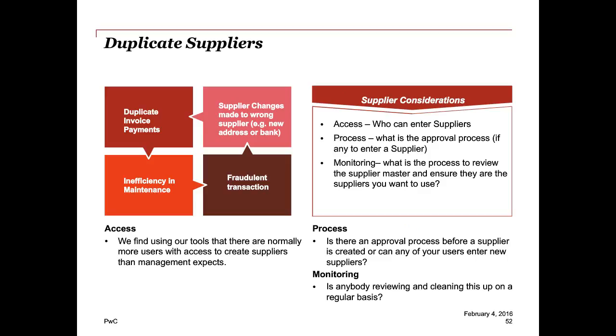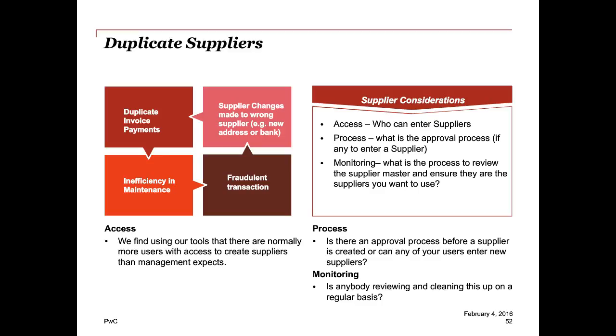I mentioned duplicate invoice payments. I think that one's pretty clear. Stephen even shared an example of how that happens. How about the top right quadrant there? Supplier changes made to the wrong supplier. So a supplier calls and says, hey, we have a new bank account. Here's a new bank account. And somebody goes in and makes that adjustment.